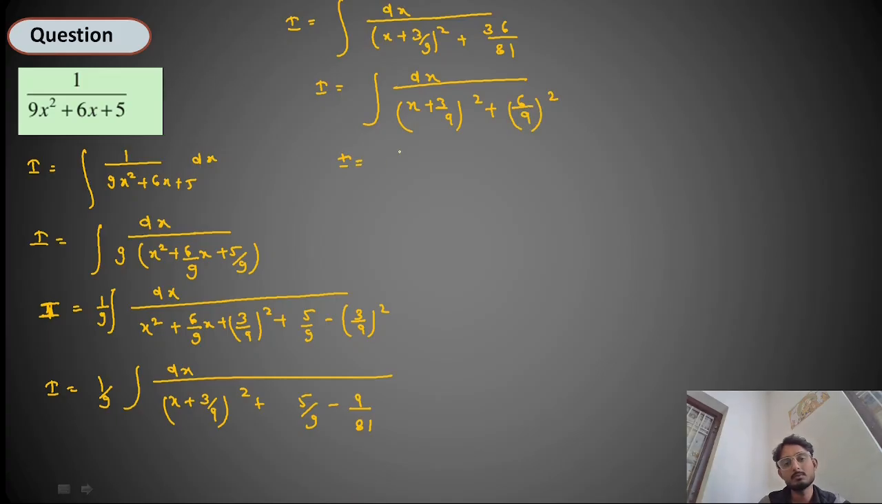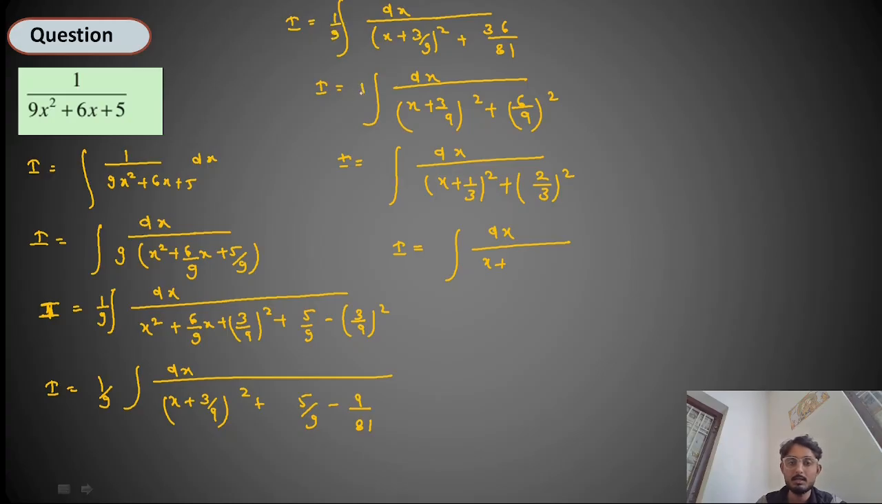You can find the simplest form of 3 upon 9. So you can cancel out by 3, both digits. x plus 1 upon 3 whole square plus 2 upon 3 whole square. So we will get I equal to dx upon x plus 1 upon 3 whole square plus 2 upon 3 whole square. So a square plus x square equal to 1 upon a tan inverse x upon a.